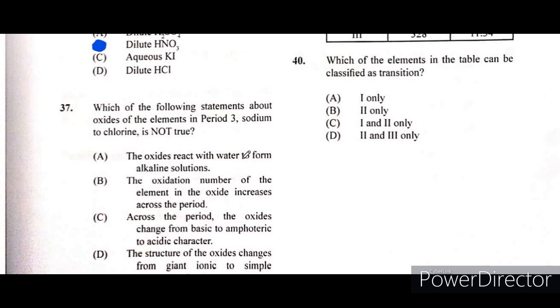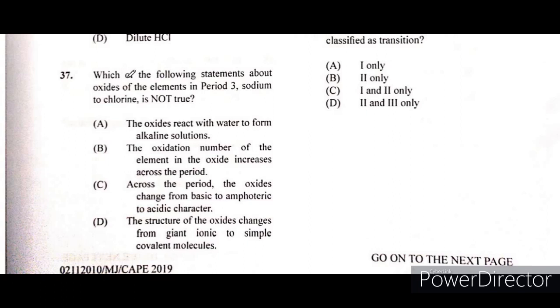Now 37 says, which of the following statements about oxides of the elements in period 3, sodium to chlorine, is not true? Now the oxides react with water to form alkaline solutions. The oxidation number of the elements in the oxide increases across the period. Yup. Across the period, the oxides change from basic to amphoteric to acidic. Yes. The structure of the oxide changes from giant ionic to simple covalent. Very much so. A is the answer for 37.